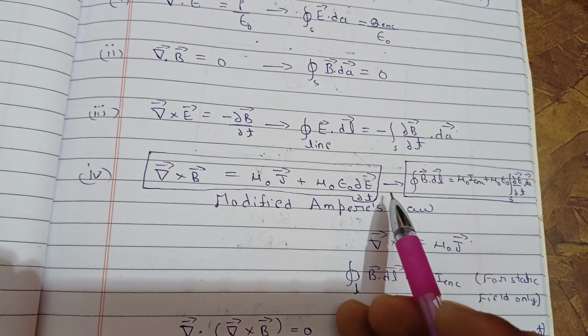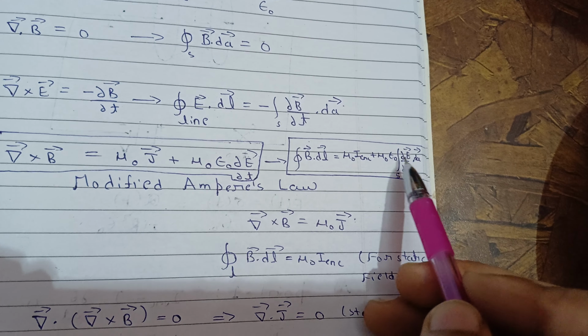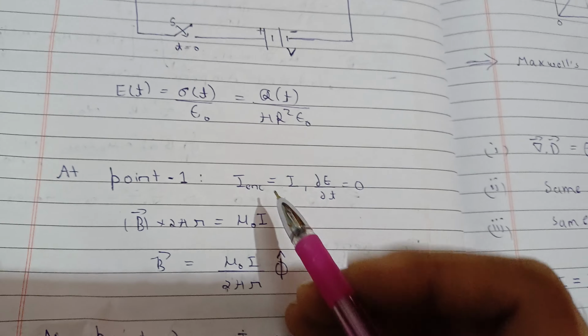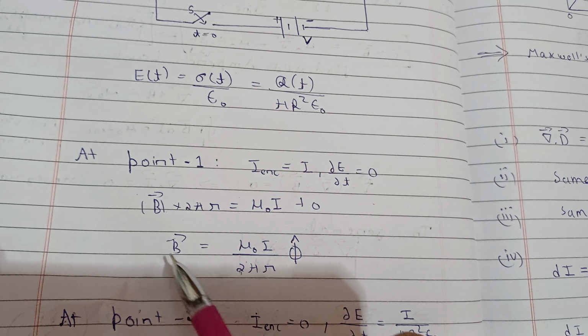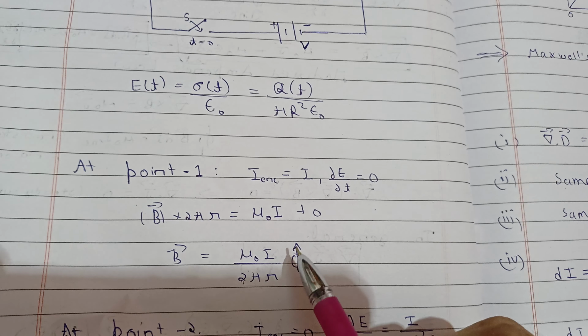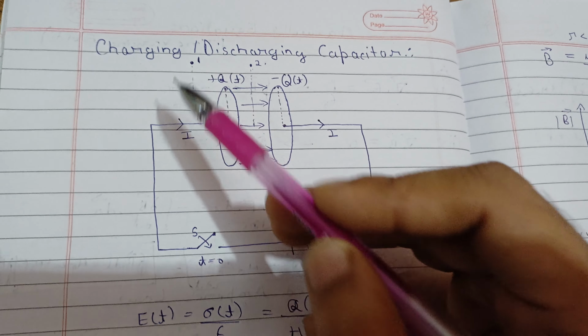Here del E by del T will be 0, so only this equation is valid. With del E by del T equal to 0 and I enclosed equal to I, B 2 pi r equals mu naught I. From here B will be mu naught I by 2 pi r, in the tangential direction. So this is your magnetic field at this one point.